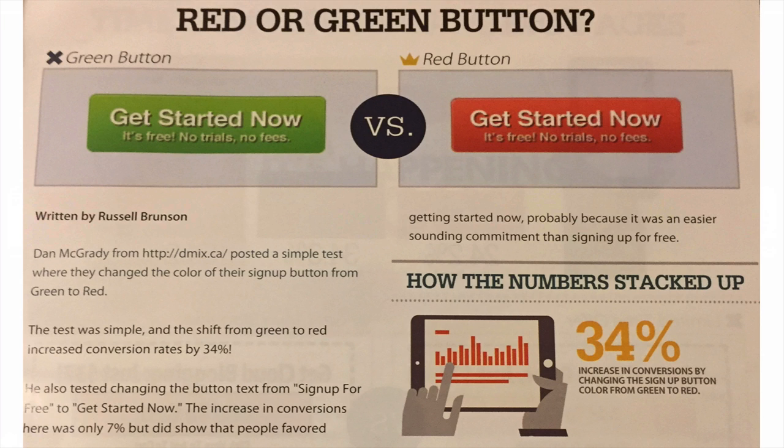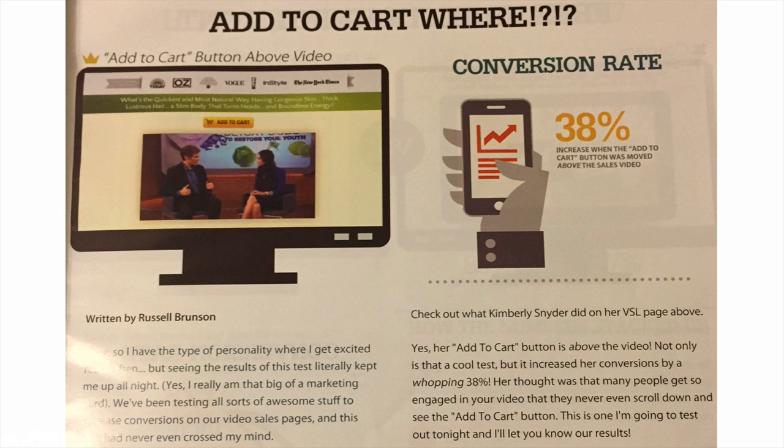He also tested what it says on the button. You could read this down here. At first it was sign up for free. He changed it to get started now, saw a little bump in conversion. Then he tested this green button versus the red button. And in this instance, the red button won, 34% increase, right? So what on your website can you change and create another version of and test, right? And again, you need to know your numbers so that you know what's working, right?